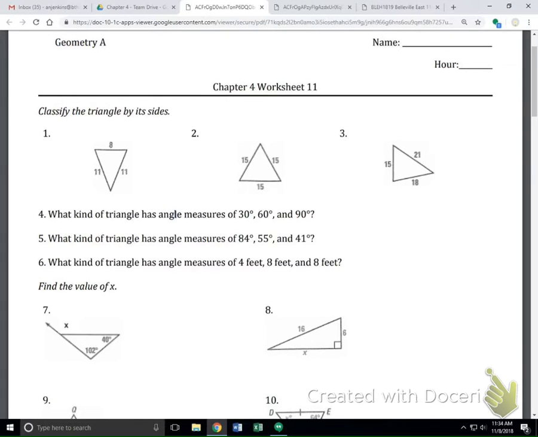Okay, so we are starting our review. We're starting with Chapter 4, Worksheet number 11. We're going to go through this pretty quickly so we can make it to our second page. So on page 1, we are classifying by sides.